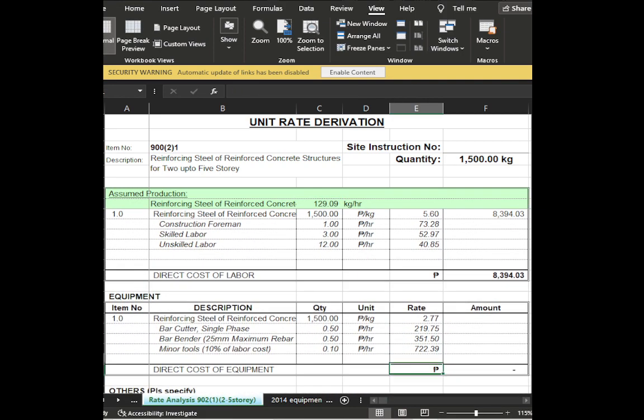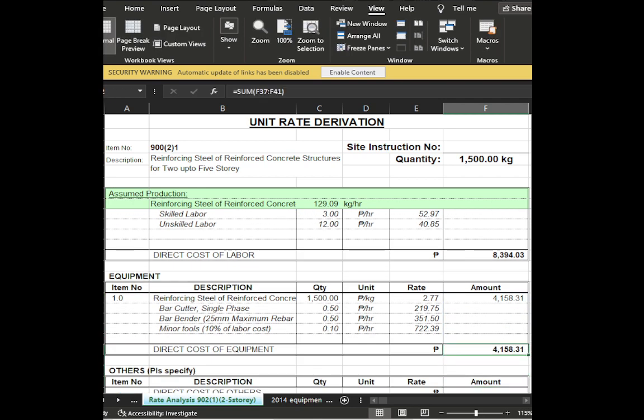So only 2.77 peso per kilogram for our equipment. So we will just multiply it to the total quantity, which is 1,500. So only 4,158 peso for 1,500 kilogram of reinforcing steel construction. So this is the equipment amount.